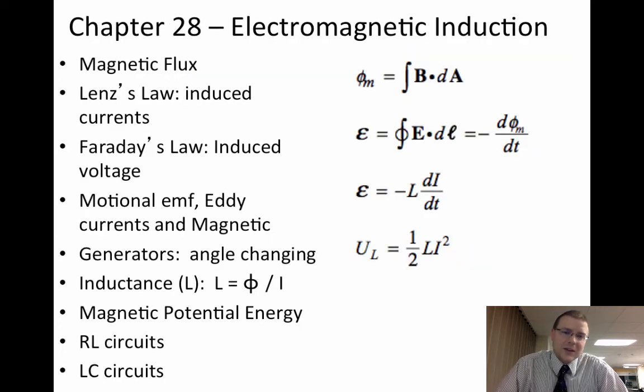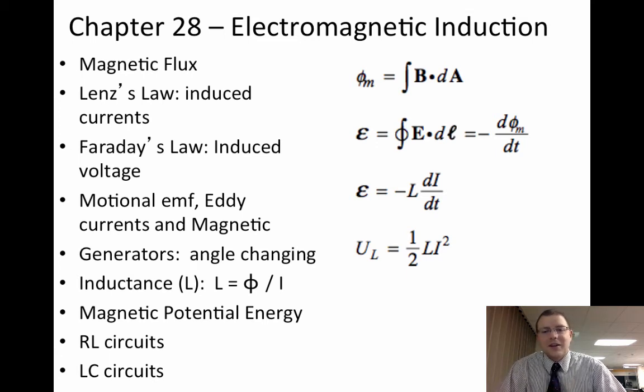Now that we know where magnetic fields come from and we know the forces that magnetic fields exert on each other, we wanted to see if there was a connection between magnetism and electricity, and that's where electromagnetic induction came in. And the first thing we had to focus on there was magnetic flux. Magnetic flux was B dot dA.